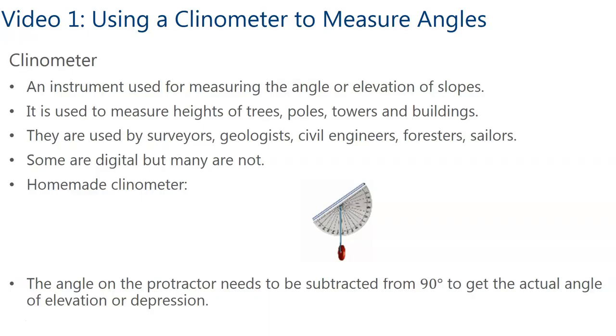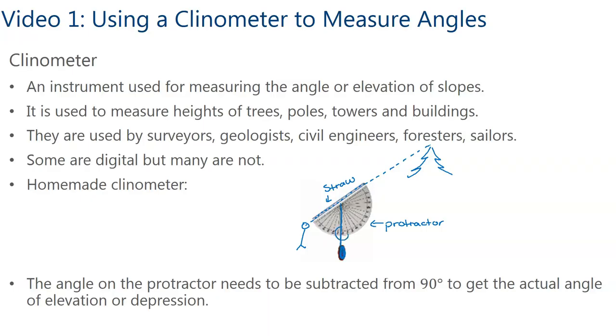And here's a picture of a homemade clinometer. Here we have a protractor with a straw attached. The user looks through the straw and lines that up with the top of a tall object, for example, a tree. Then they look to see where the string with the weight attached at the end falls.